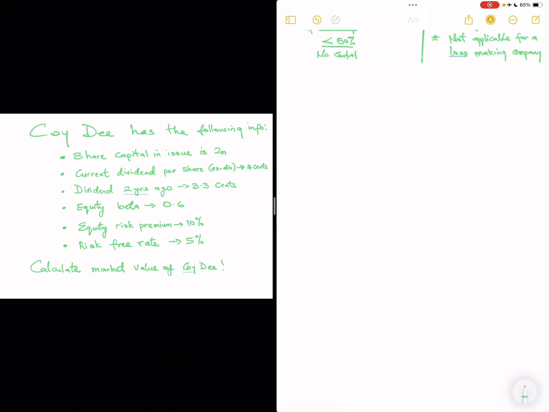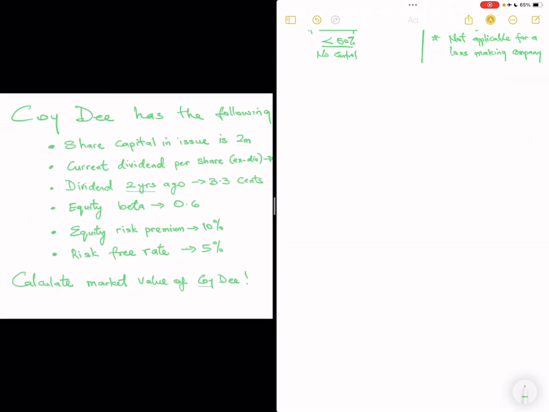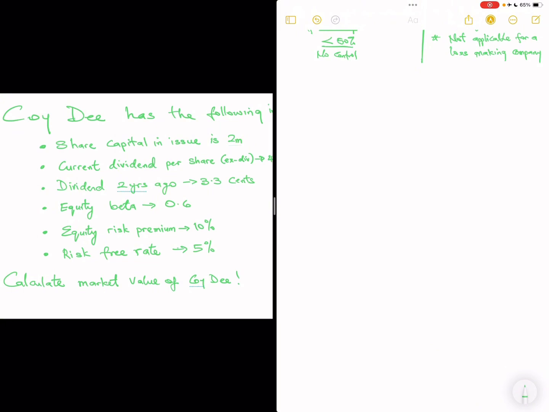Company D has the following information. The share capital in issue is 2 million. Current dividend per share is 4 cents. Dividend 2 years ago, 3.3 cents. The equity beta is 0.6. Equity risk premium, 10%. Risk-free rate at 5%. Then we're asked to calculate the market value of company D.